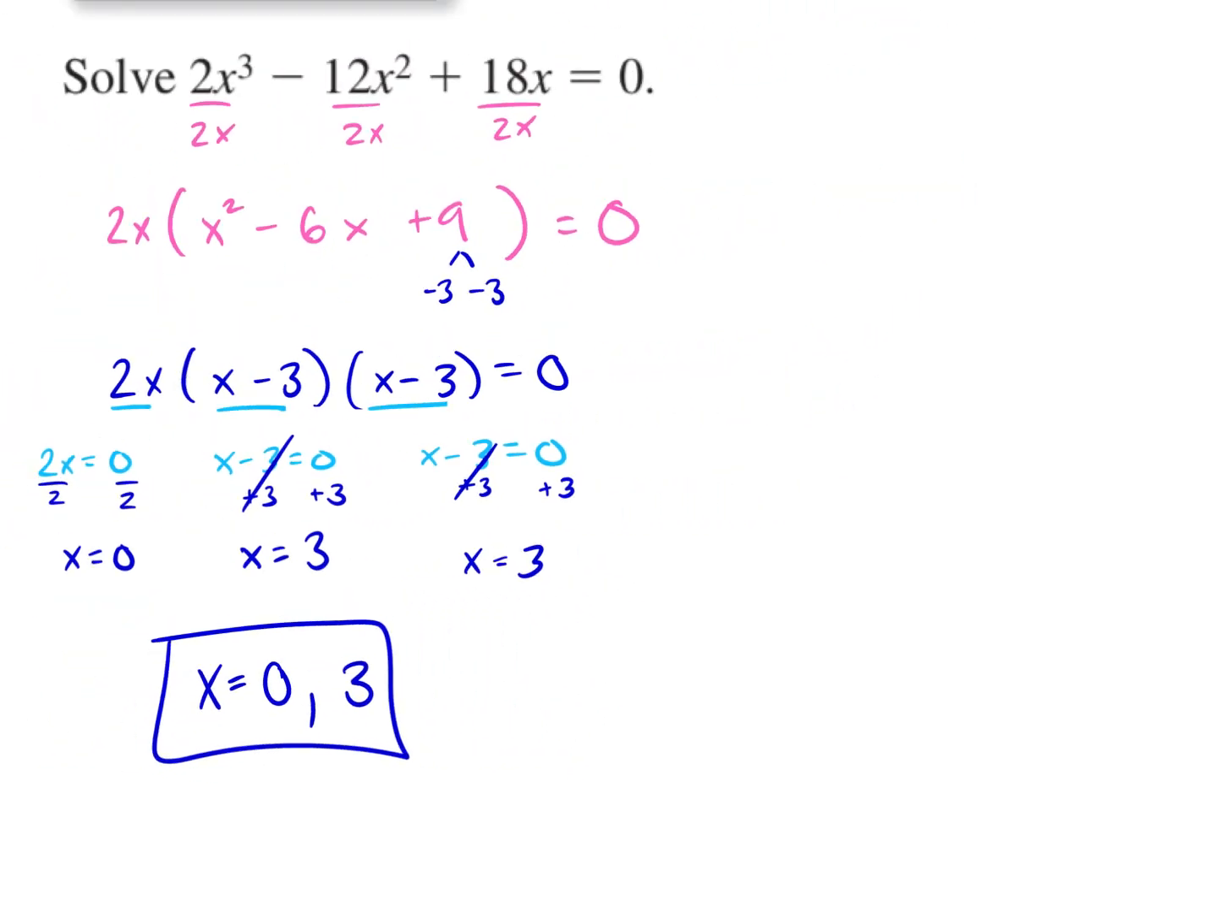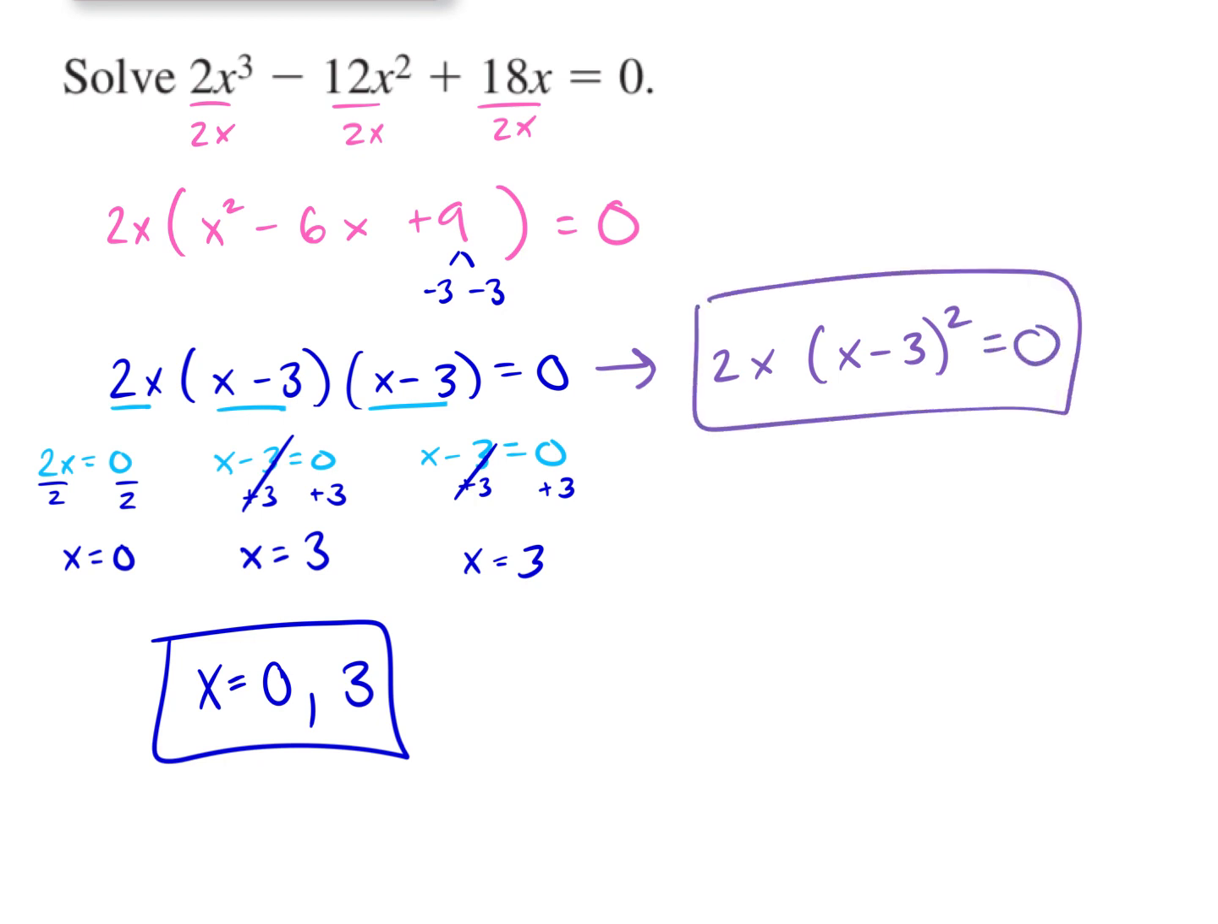So in this step, we could have written it as 2x times x minus 3 squared because there's 2 of them. So it could be written like this. When you work it out and set each piece equal to 0, you'll get the same answers. So you could do it either way. You could either write it like this, and that would be factored all the way, or like this would be factored all the way. They're the same. Either way, doesn't matter.